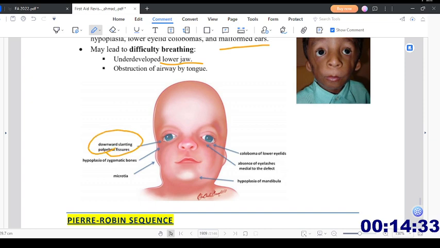Okay, in the case of Down syndrome, it is not related to this one, but I'm just talking about Down syndrome because I have recently seen some patients in the wards. Down syndrome patients have upslanting eyes, while in the case of Treacher Collins syndrome, the patient will have downslanting eyes. Hypoplasia of the zygomatic bones.